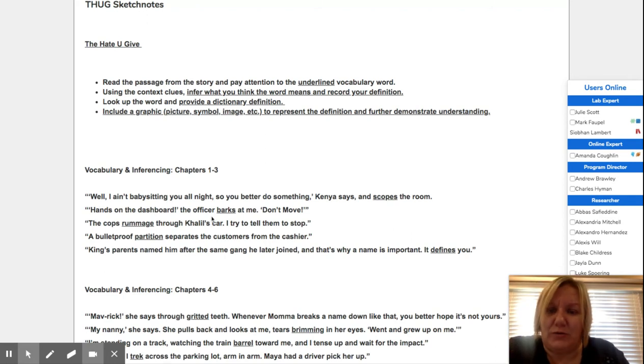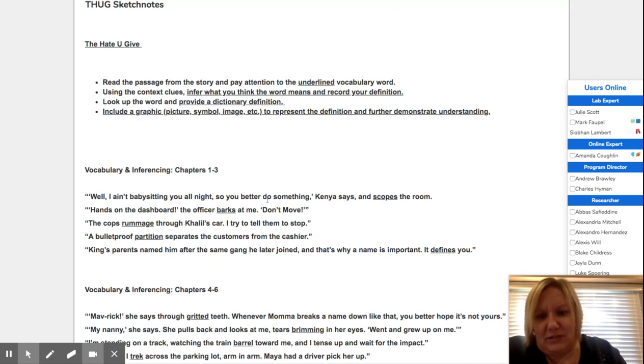Hands on the dashboard, the officer barks at me. Don't move. The word we're trying to define is underlined, so barks. Right away you're thinking, barks, something a dog does. Yes, it does. It's what they do when they're excited or angry or defending something, right? So they get loud. So in this case, hands on the dashboard, the officer barks at me. It's another way of maybe saying that the officer shouted at me or scared me, or called out loudly, whatever you think bark might mean.